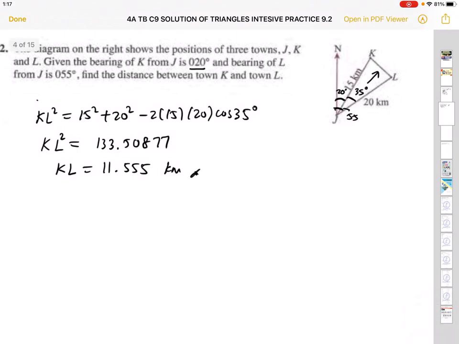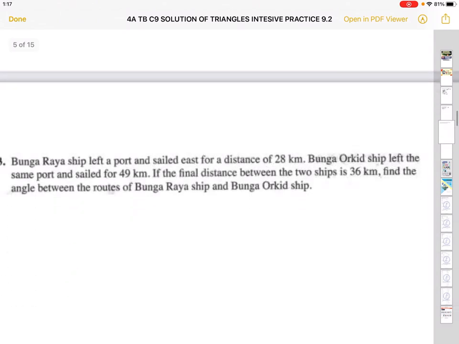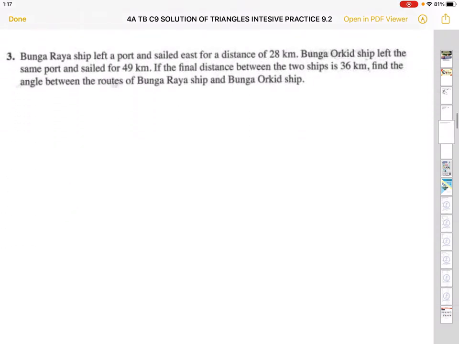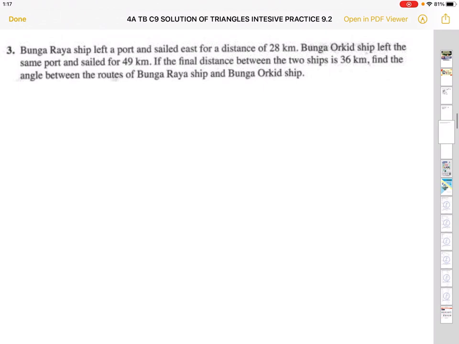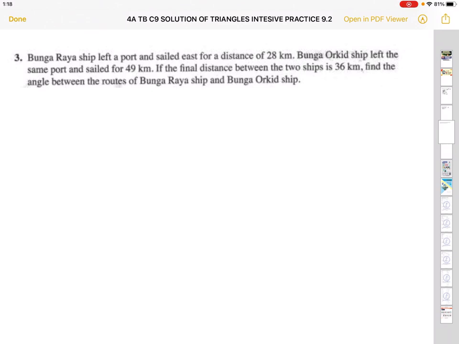This is question number 2. Okay, let's move on to question number 3. So here, question number 3, you have Bunga Raya ship left a port and sail east for the distance of 28 kilometers. I hope you have some sense of direction. East means to the right hand side, right? This is 28 kilometers. So the Bunga Raya ship, I call it Raya, R for Raya. Okay, R sounds better. And then the port, I call it P.